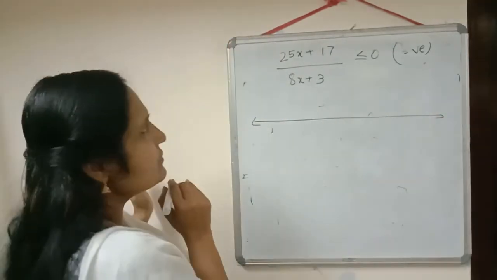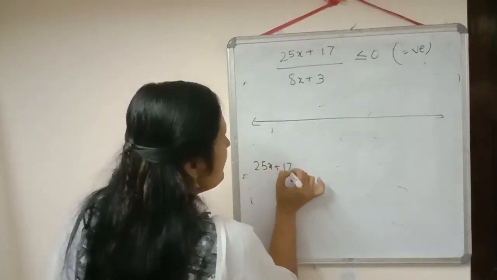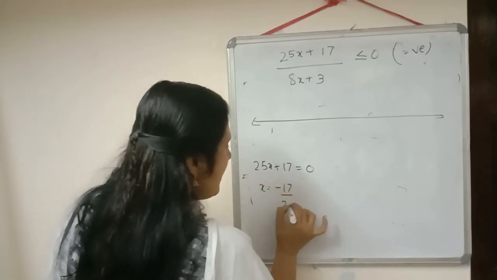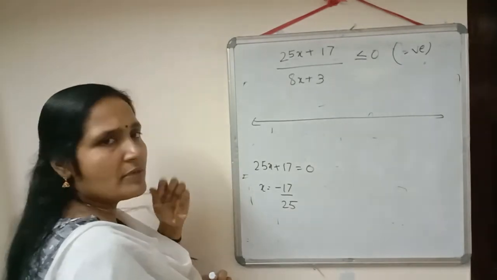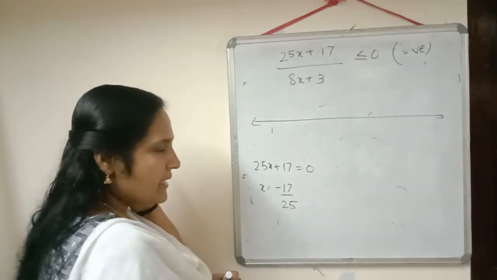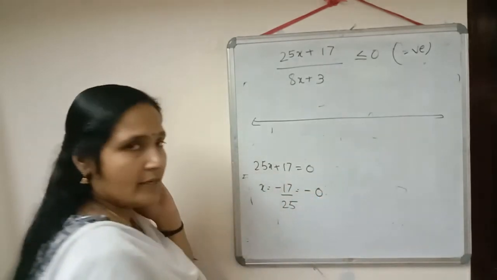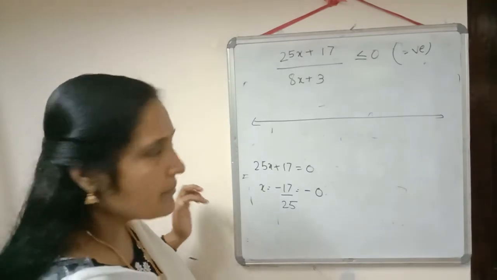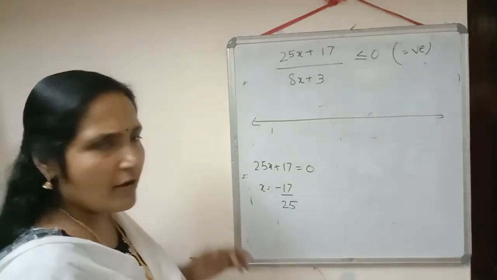So what are the two solutions we will get? 25x plus 17 equal to 0. When we do that, we will get x is equal to minus 17 by 25. Approximately how much will it be equal to? Minus 17 by 25, minus 0. This we are checking just to see which number should come on the left hand side, or we can check by the concept of fractions.